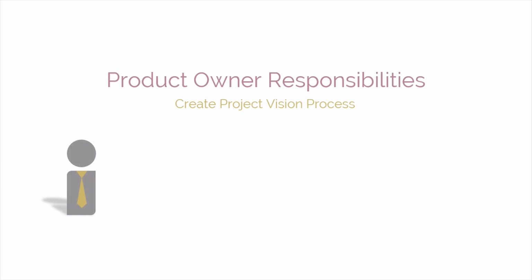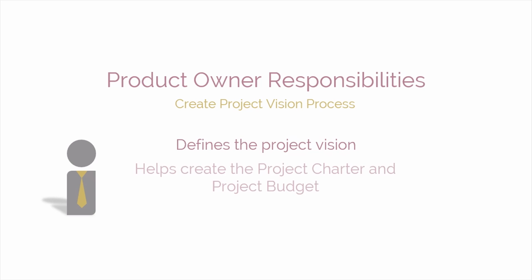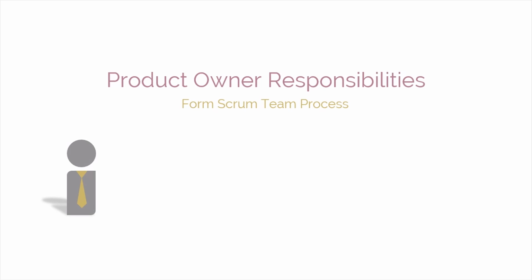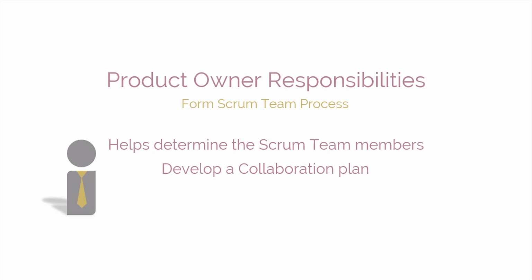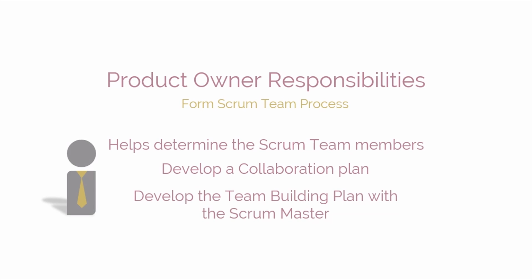The responsibilities of the Product Owner are numerous and varied, depending on which process is being conducted at the time. For example, during the Create Project Vision process, the Product Owner defines the project vision and helps create the project charter and project budget. During the Form Scrum Team process, the Product Owner helps determine the Scrum team members, develop a collaboration plan, and develop the team building plan with the Scrum Master.